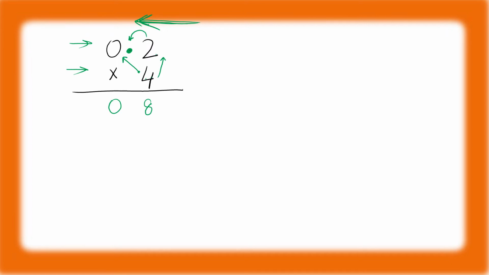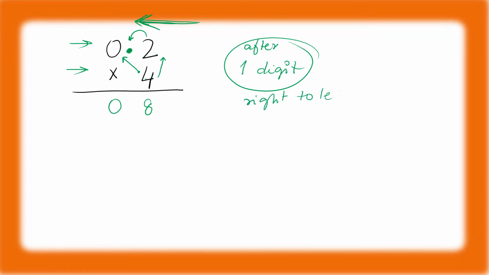So after the one digit there is a decimal, right? From right to left you have to see, not from left to right. So you also read in the answer from here to here. That means after the first digit you put the decimal. So this is your answer. The answer will be 0.8. Let's try more questions.